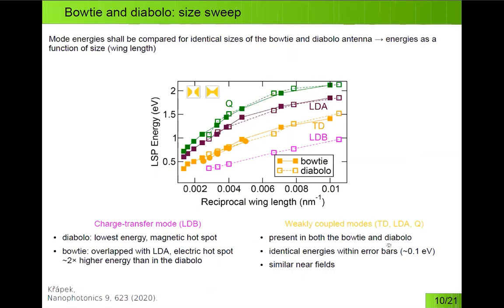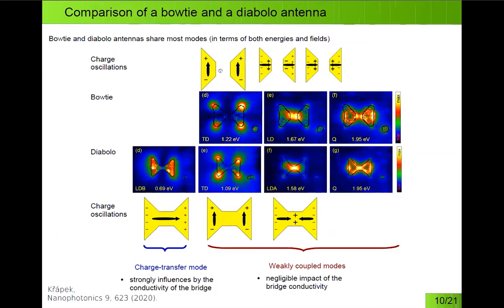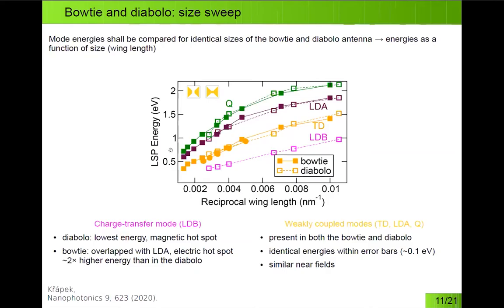Okay, so let's have a look at the size sweep, because so far I have shown the data for a single set of antennas, for one pair, but then you can also modify the wing length. That's basically this dimension, the wing length. And if you record the energy of plasma modes as a function of the reciprocal wing length, then you can basically see that these three pairs of modes are shared by both the bowtie and diabolo antenna. But then for the diabolo antenna, there's this one extra mode. So once again, we have a charge transfer mode that's present only in the diabolo antenna. And then we have the weakly coupled modes that are present in both of them.